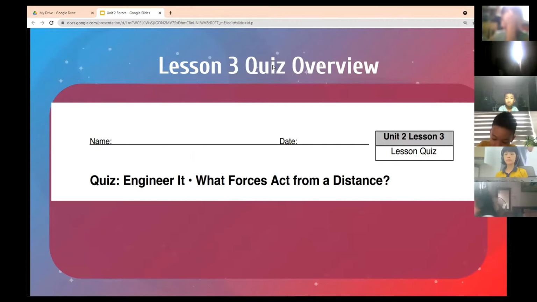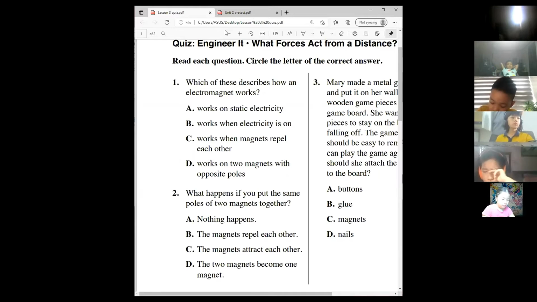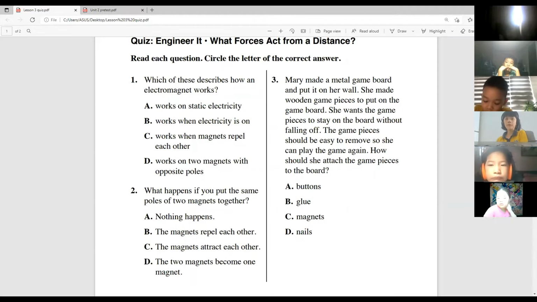So what we're going to do today is go over the quiz, and then I'm going to tell you what's next, okay? But first, let's start with the quiz. Let me share the quiz for you guys. You guys are going to help Mr. Connor take the quiz. Mr. Connor doesn't know the answers. You guys are the experts now, and you have to help him.